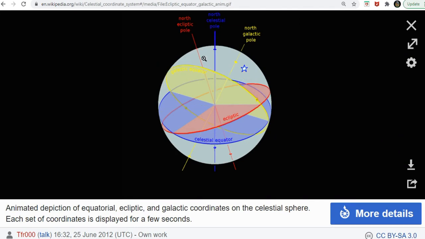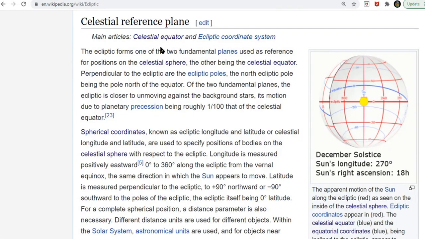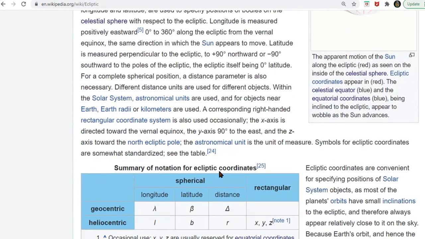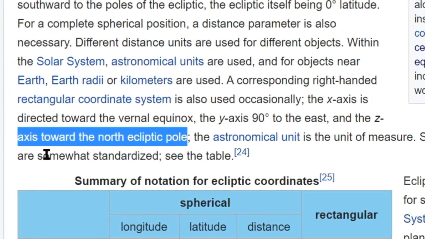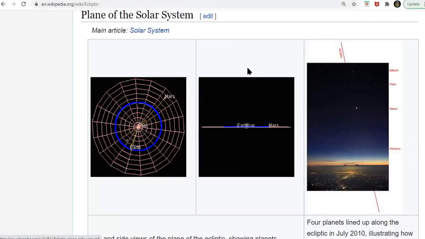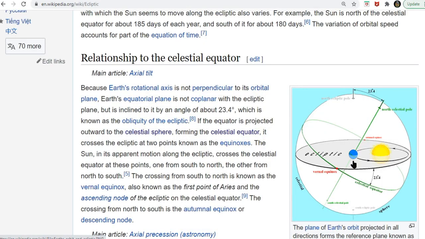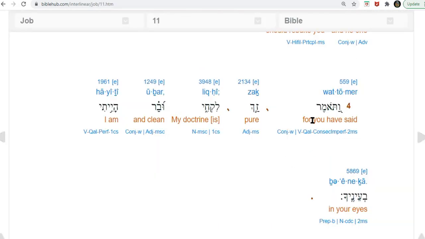But this is the ecliptic pole that's always looking at the center of that circle that's going around in our precession. In a celestial reference plane, the z-axis is toward the north ecliptic pole. The z-axis is straight up. This is the ecliptic pole. This is our celestial pole. And so that's the phi. And so it says, to Tamar, the Z give of phi.